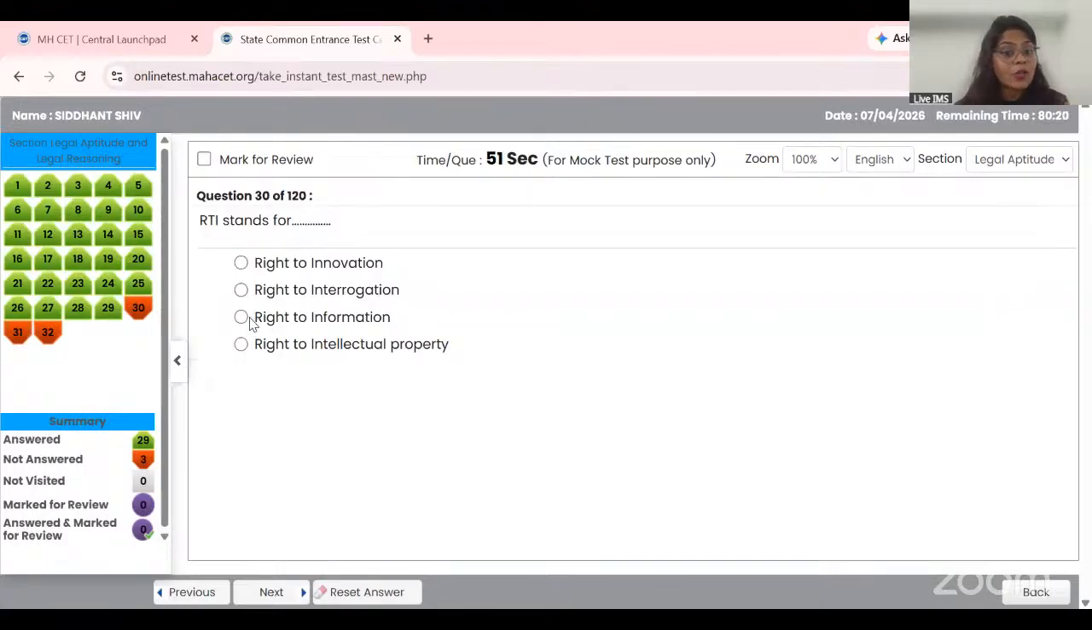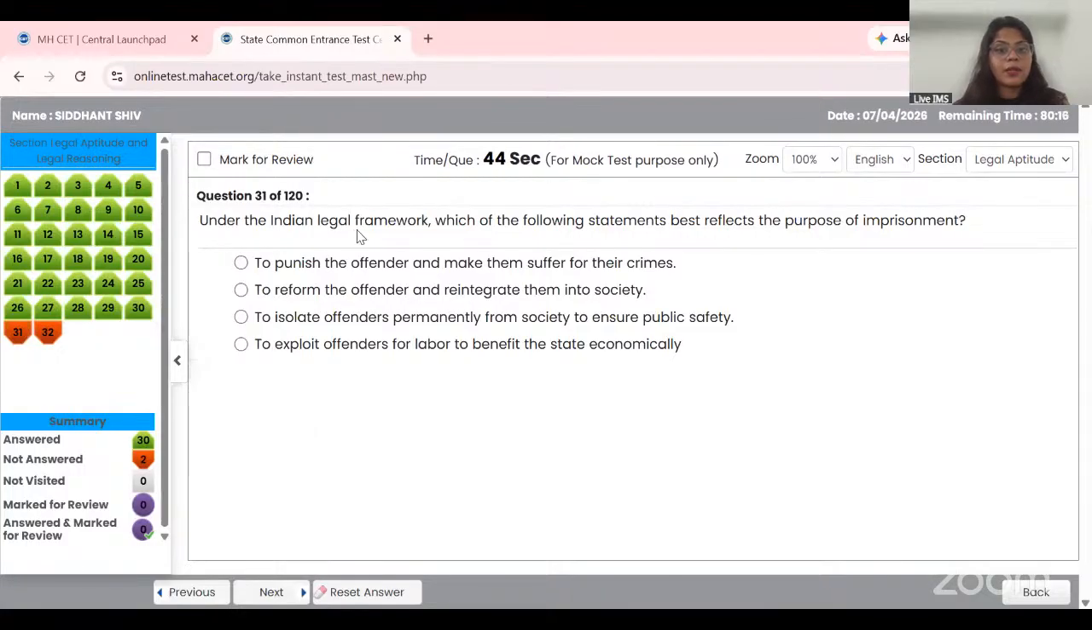So RTI stands for Right to Information, correct? Let's go to the next question. Under the Indian legal framework, which of the following statements best reflects the purpose of imprisonment? So when we talk about the Indian legal framework, or rather the criminal justice system in India, it is more about reformation than vengeance. It does not talk about vengeance.